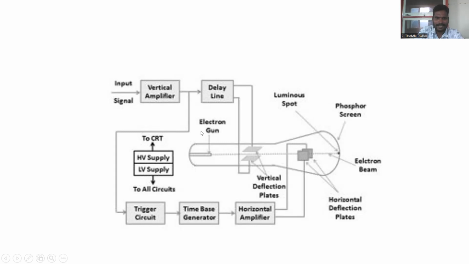In the CRT, the electron gun is there. It produces the electron beam. The electron beam flows towards the screen, and here the deflection plates are there. The deflection plates are used for vertical deflection and horizontal deflection. Then the beam is focused as an electron beam. Finally, they display the waveforms, either horizontal waveform or vertical waveform. We can use different types of waveforms: sine wave, square wave, and triangular wave.